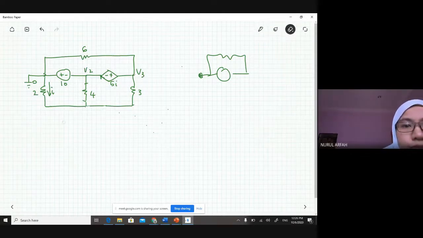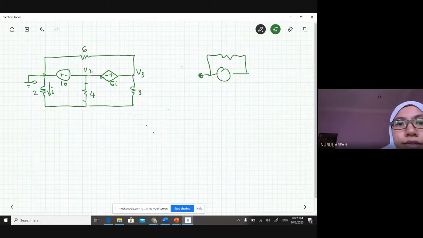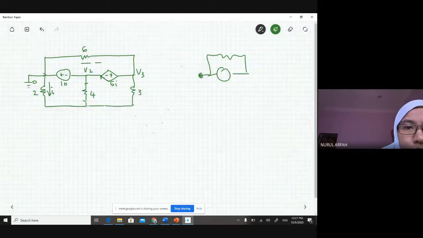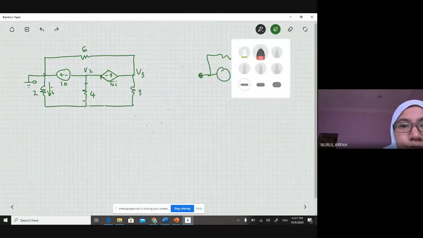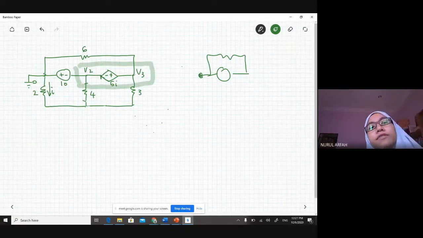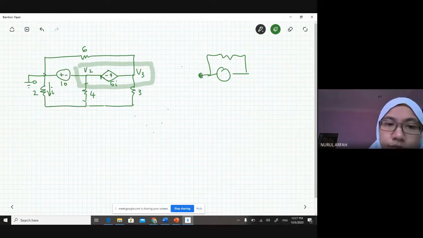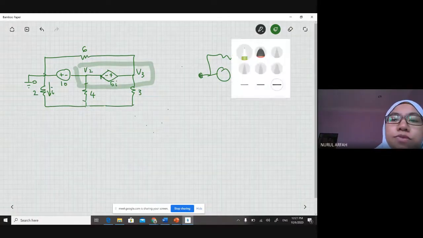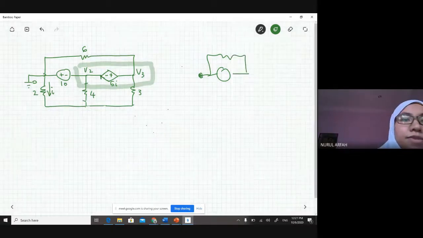Remove this. Okay, good. And then we draw the supernode. Better I put a boundary. This one, this is a supernode. Should I include 6? If you put your bottom point as a reference point, then you should include the 6. But it's quite troublesome to have both at the same time.